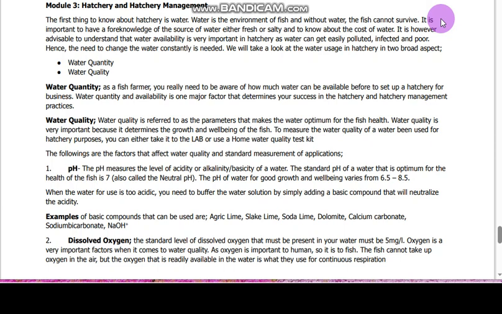We'll take a look at the water usage in hatchery in two broad aspects: water quantity and water quality. Water quantity. As a fish farmer, you really need to be aware of how much water can be available before setting up a hatchery for business. Water quantity and availability is one major factor that determines your success in the hatchery and hatchery management practices.